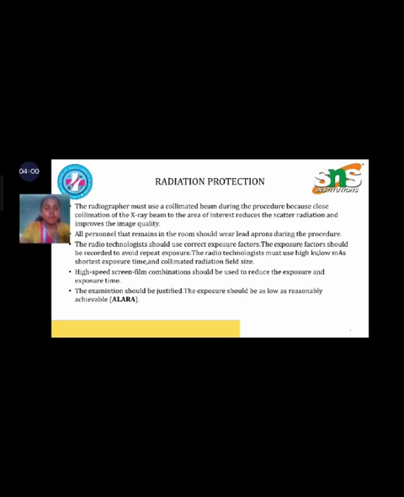What are the radiation protection measures? The radiographer must use a collimated beam during the procedure, because close collimation of the X-ray beam to the area of interest reduces the scattered radiation and improves the image quality. All personnel that remain in the room should wear lead aprons during the procedure. The radiotechnologist should use the correct exposure factors. The exposure factors should be recorded to avoid repeat exposure.